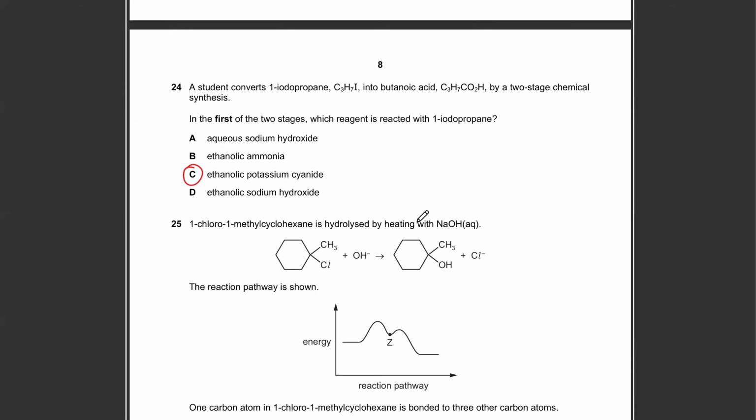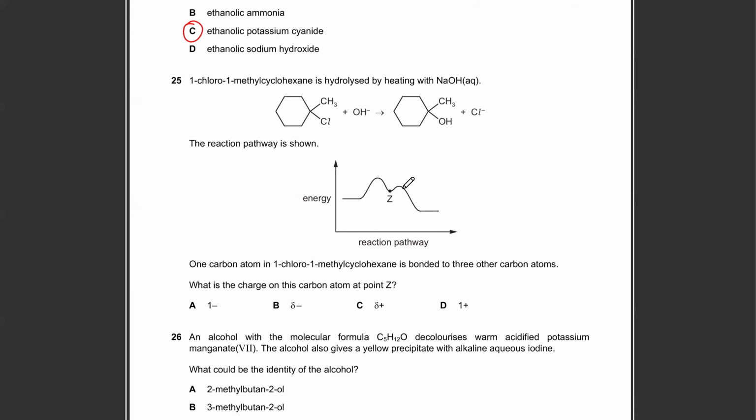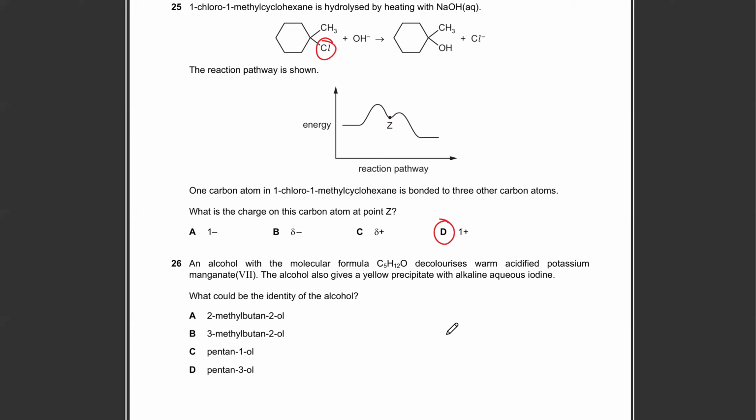1-chloro-1-methylcyclohexane is hydrolyzed by heating with NaOH. The reaction pathway is shown. So this is a substitution reaction, and it's a two-step. I mean, this is a tertiary halogenoalkane, right? So what's the mechanism for a tertiary halogenoalkane? SN1. So what happens in SN1? What is the first step that happens? A carbocation forms. So the Cl breaks away, right? And it's a carbocation, so the carbon will have a +1 charge. And then the OH will come in.